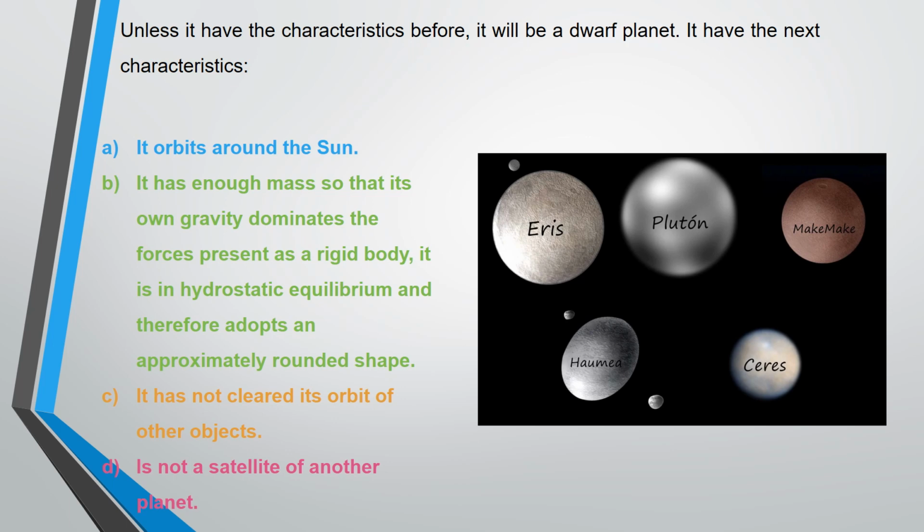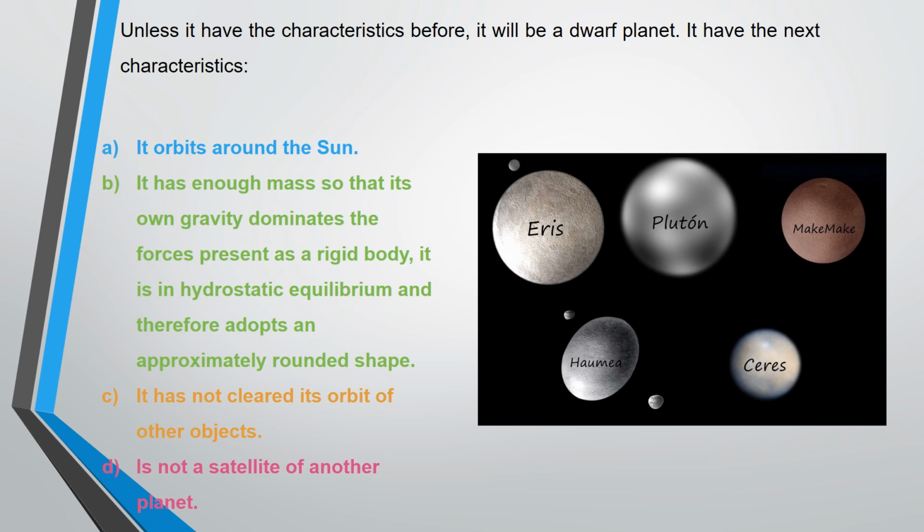Therefore, within the solar system, there are only 8 planets: Mercury, Venus, Earth, Mars, Jupiter, Saturn, Uranus, and Neptune. Each planet has its characteristics. Mercury. In addition to being the closest planet to the Sun, Mercury is also the smallest in the solar system. Like Earth, Venus, and Mars, Mercury is a terrestrial or rocky planet.